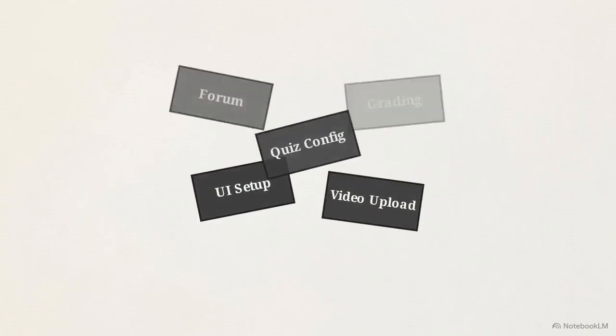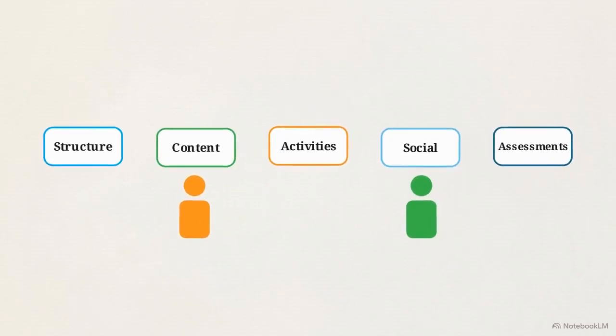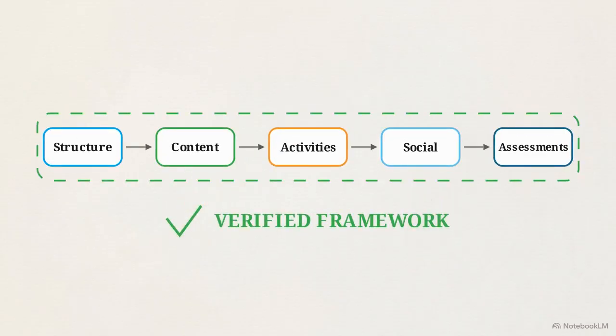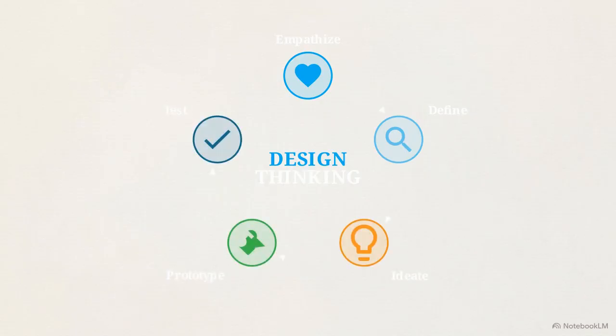Instead of building first and hoping it works, you can construct a framework that is actively shaped and verified by your actual students before you ever log into your course software. This process loop represents the 5 phases of design thinking: empathize, define, ideate, prototype, and test. It is a systematic way to build learning experiences around real human behaviors.